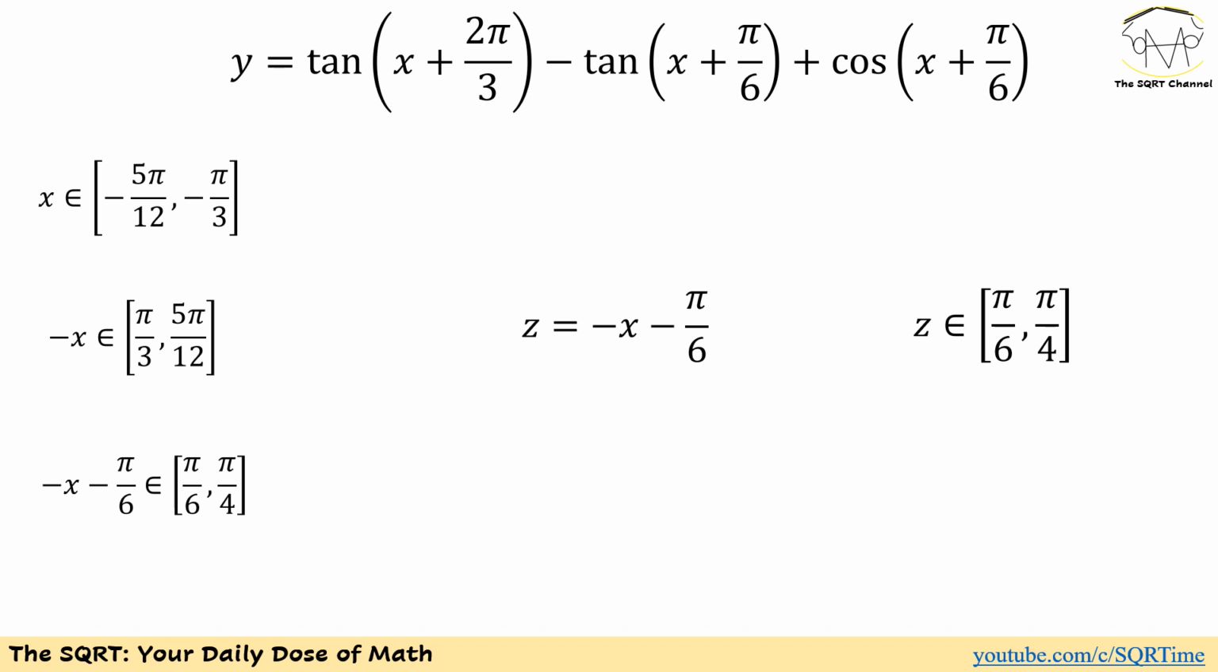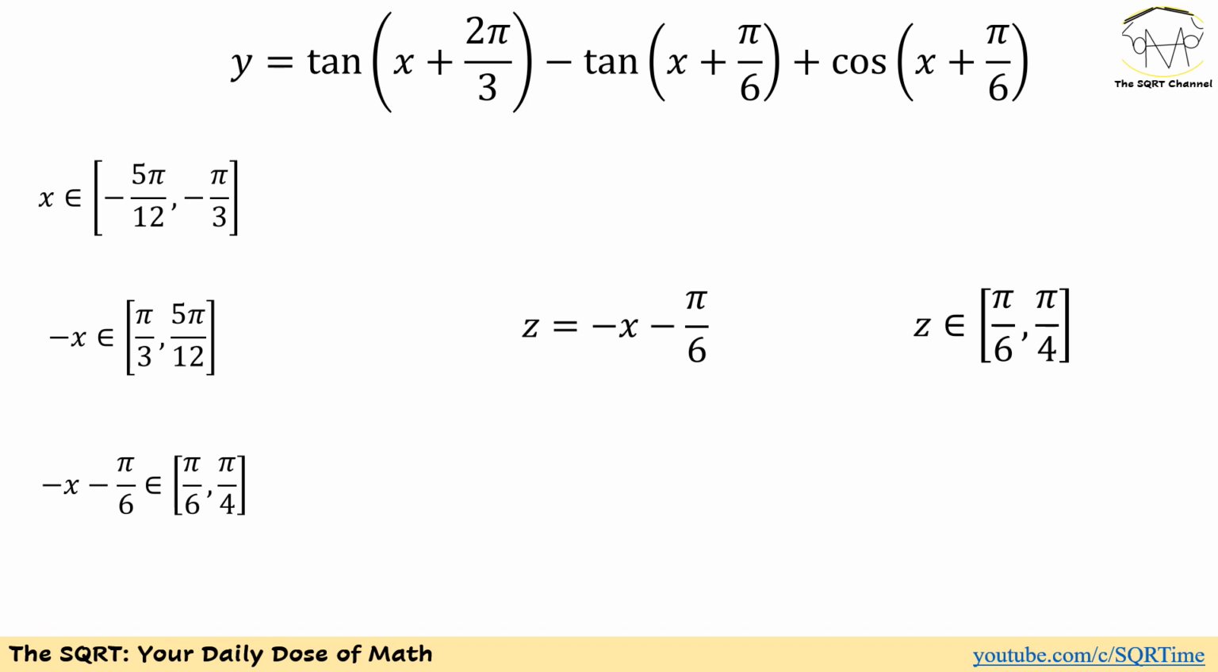Now x belongs to the range that you are seeing here. Negative x is going to belong to pi over 3 and 5 pi over 12. Note that I swap the lower bound and upper bound of this range since I multiply both sides by negative 1 here. Now I'm going to subtract another pi over 6, and then you are going to end up with a range that you see here. It's between pi over 6 and pi over 4.